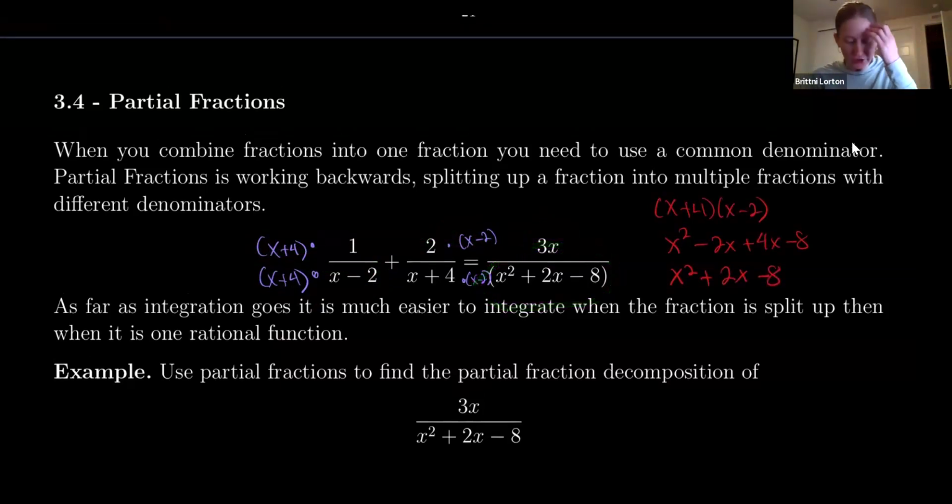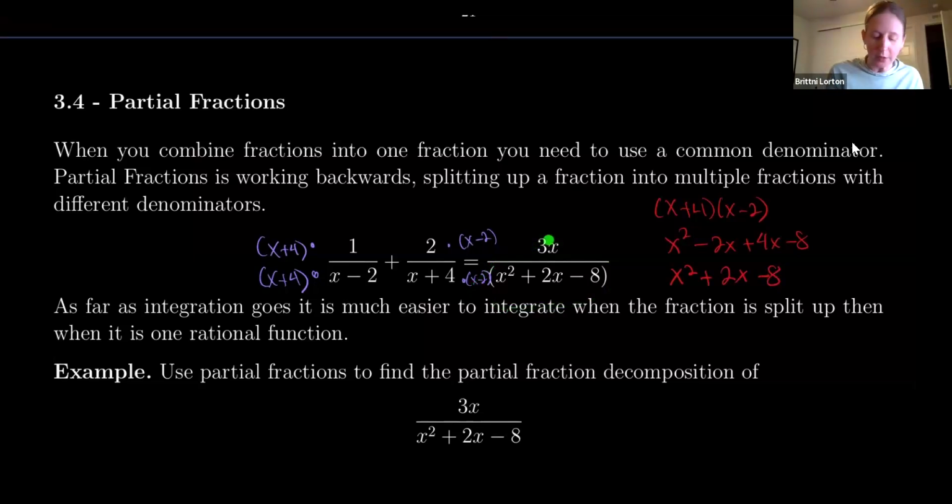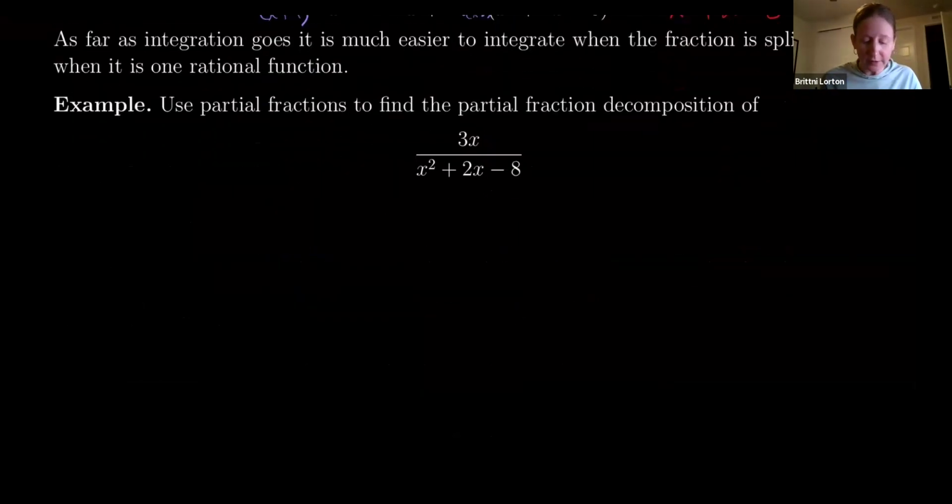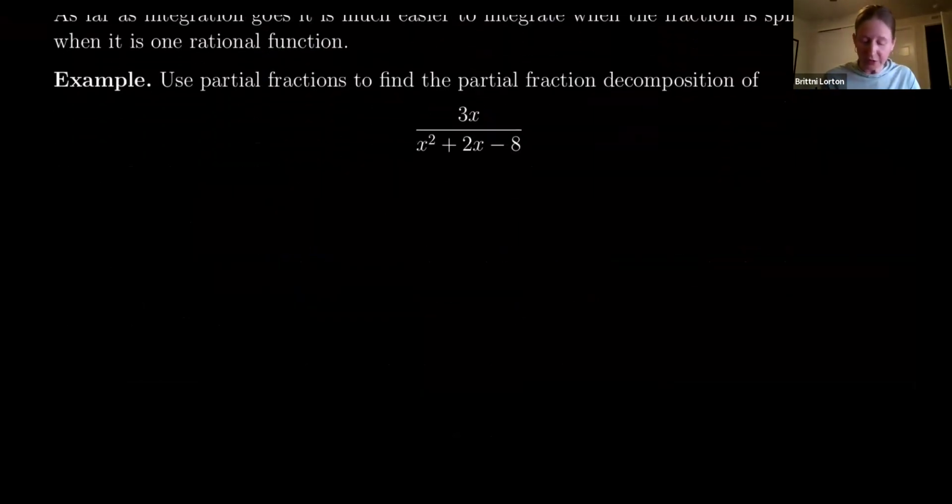So the real question now in terms of integration is to work backwards. So how is it I could figure out, if I wanted to work backwards, which fraction would have the 1, which fraction would have the 2? That's what we're going to be dealing with today. So let's do this example. We're going to use partial fractions to find what's called the partial fraction decomposition of this rational expression.